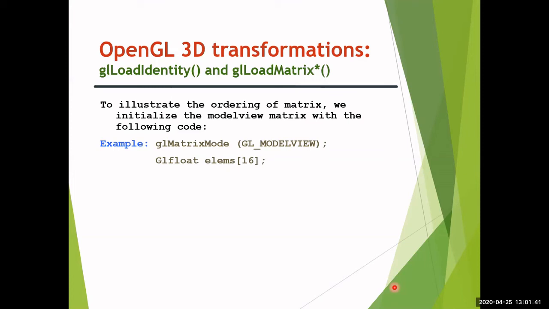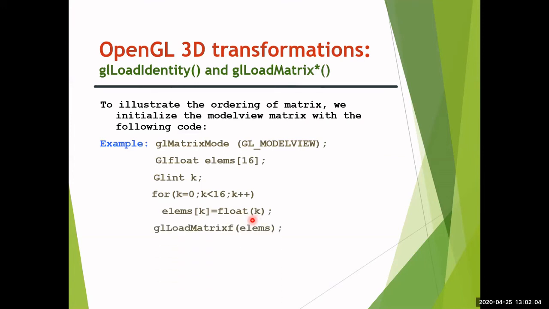Assuming a model view will have a load identity initially, GL float, 16 array position we have taken. K is for the for loop. I've used a for loop just to fill the array position. Elements of 0 will have float K. It's nothing but 0.0. Okay.